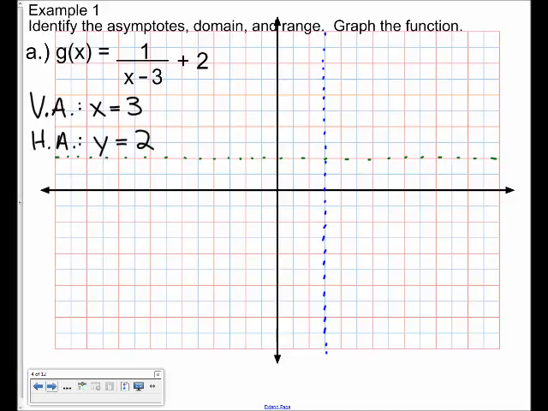All right, the last thing I do is I put an X and Y table to help plot points. A little T-chart. Now your goal is to get the denominator to become 1 or -1. I'll repeat it. Your goal is to find out what values for X make the denominator become 1 or -1. So what value for X is going to make that work? 4. 4 minus 3 is 1, and 1 divided by 1, plus 2, is 3. So I'm going to plot the point 4, 3.